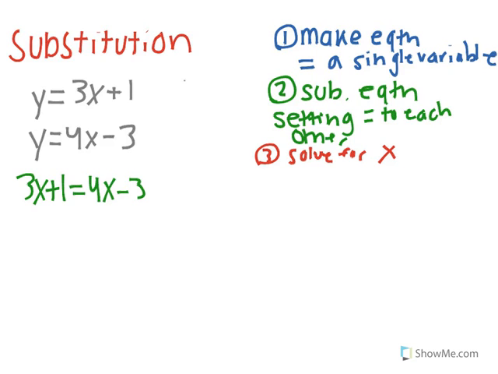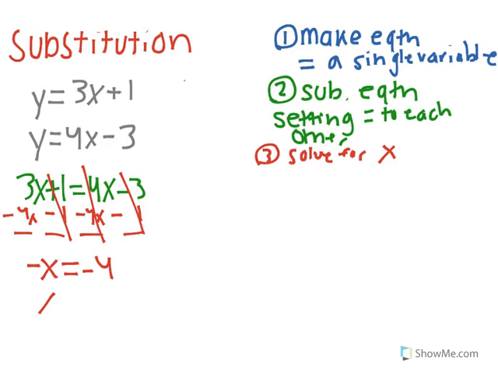Just like we would solve for any other variable, combine like terms. I did this all in one step. These eliminate. Subtracting the 1 from both sides eliminates this 1, and subtracting the 4x eliminates the x from this side. So we get negative x is equal to negative 4, so x is equal to a positive 4.